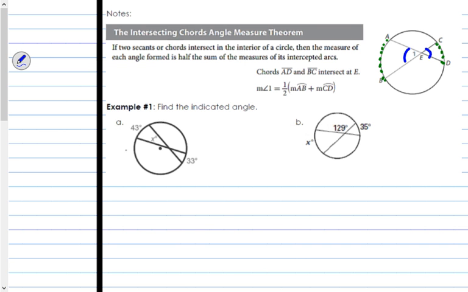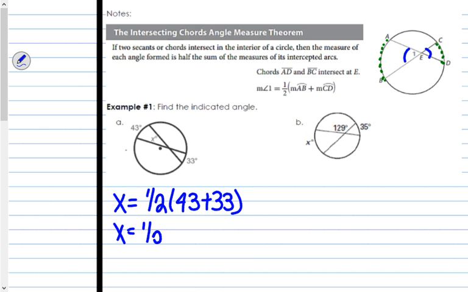So let's practice one. Angle X is half of 43 plus 33, the two arcs that are formed. X equals 1/2 of 76. What is 1/2 of 76, or 76 divided by 2? X is 38 degrees. So that angle is 38 degrees.